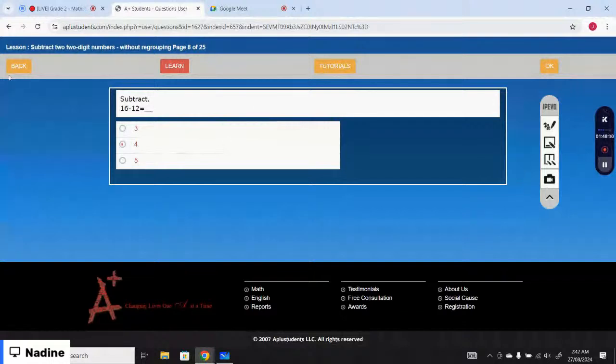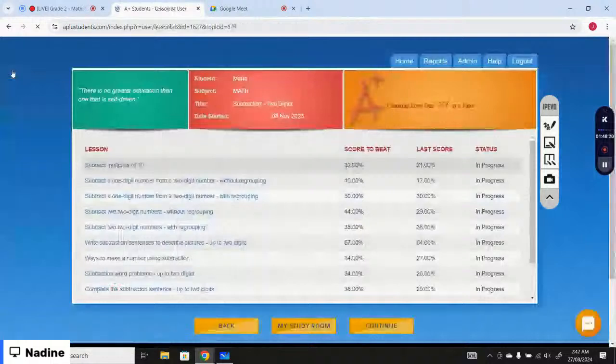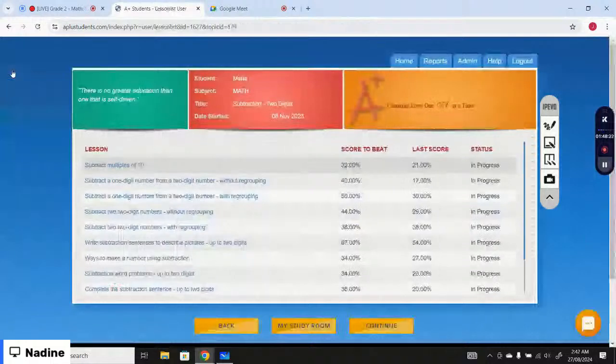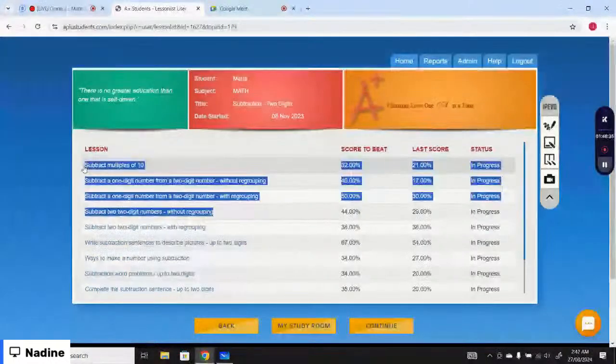So, we were working on grade 2 math. The chapter we were working on is subtraction 2 digits, and the lessons we have covered are: subtract multiples of 10, subtract a one digit number from a two digit number without regrouping, subtract a one digit number from a two digit number with regrouping, and subtract two two digit numbers without regrouping, right?